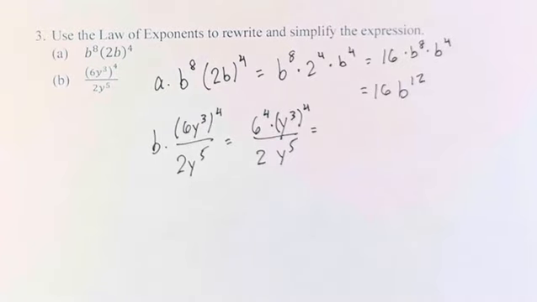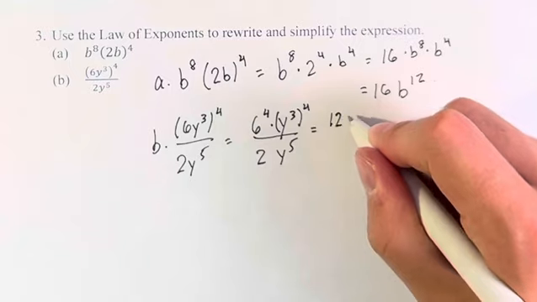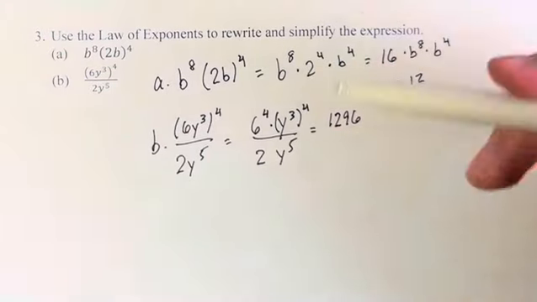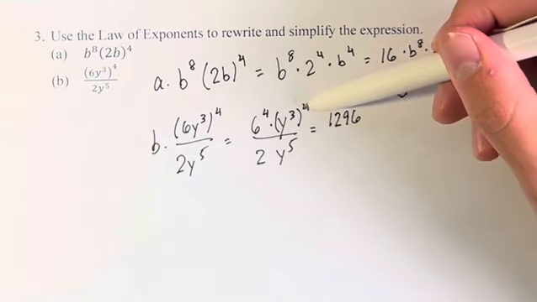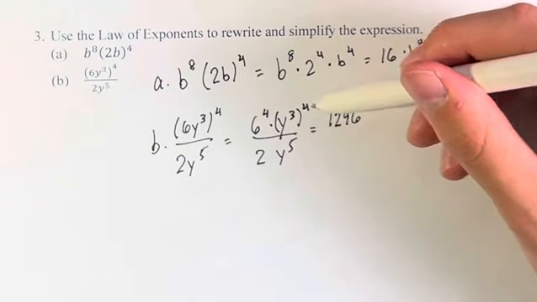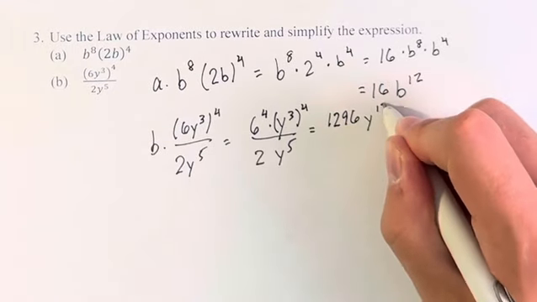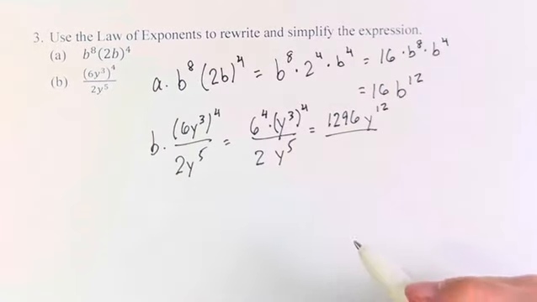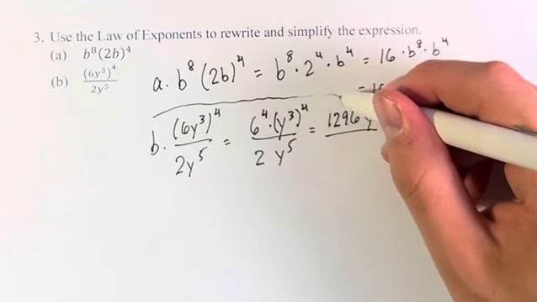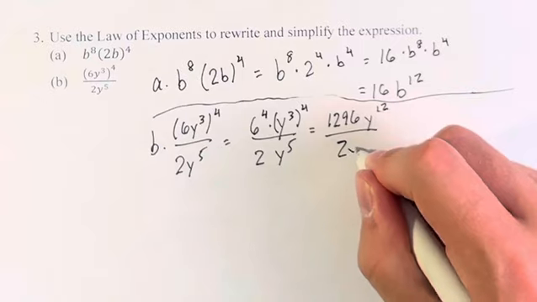So what is this? Well, 6 to the 4th is 1,296. Y cubed to the 4th: if you have one exponent to the other exponent, you multiply the exponents. So this is y to the 3 times 4, so y to the 12th, over, we just delineate these, 2y to the 5th.